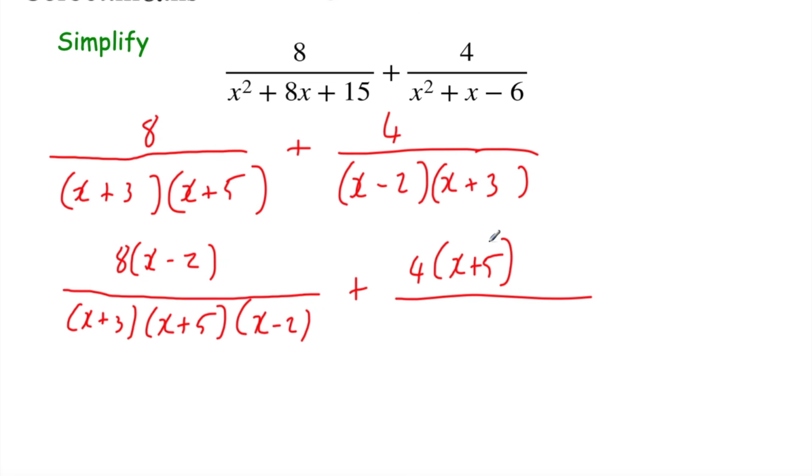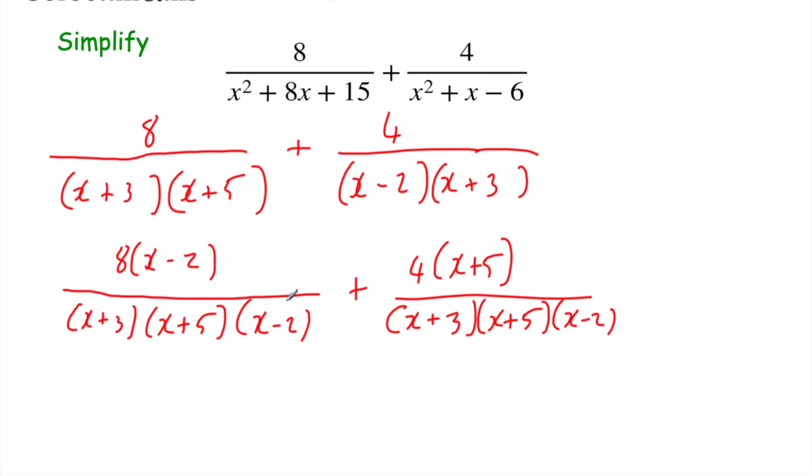Now remember, it doesn't actually matter which order we write these brackets in. We could write it as x minus 2, x plus 3, and then the x plus 5 on the end. But what would be great is if we can actually just keep it the same as the other one. So I'm going to write it as x plus 3, then times x plus 5, and then times x minus 2. So just having the three brackets but in the same order as the other fraction.